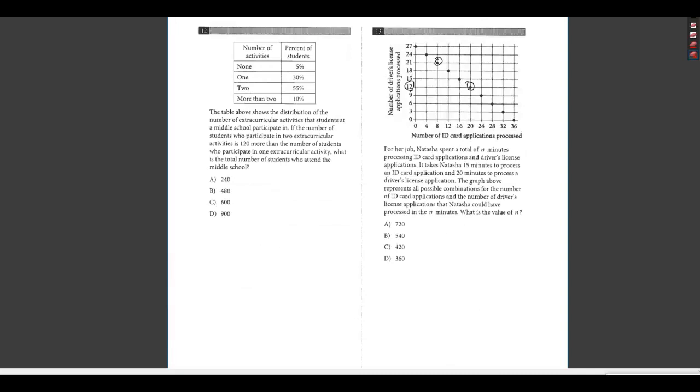All right, number 12, we have the table. You can read the question. The number of students who participate in 2 extracurriculars is 120 more than those in 1 extracurricular. This is 55%, so how much percent more than this one? 25%. This 25% is actually equal to 120 students.